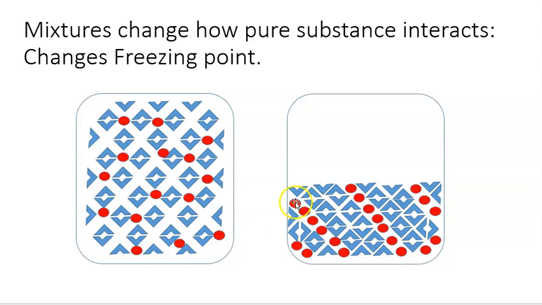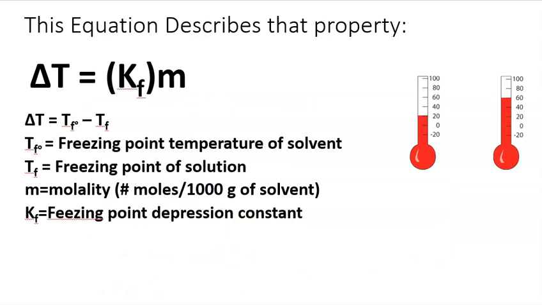And it's also going to depend on the concentration, the number of molecules or atoms that we put in that solution. The more we have in there, the more disruption there's going to be, and theoretically the more the change in temperature is going to move. This is the equation that describes that property, change in temperature, which is the starting point to the ending point.